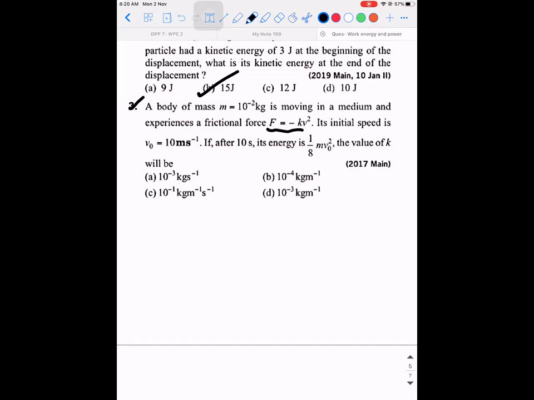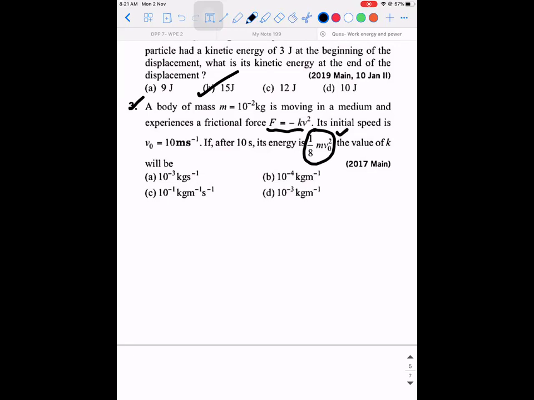If you observe, after 10 seconds its energy is 1/8 m v naught square. So can I say that this is going to be the kinetic energy of the particle exactly after 10 seconds? Then they're asking what will be the value of K. So to find the value of the final kinetic energy, what are we supposed to do?